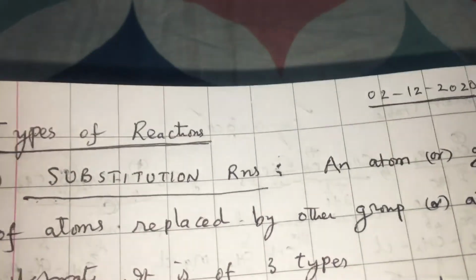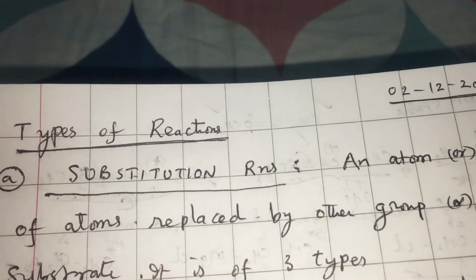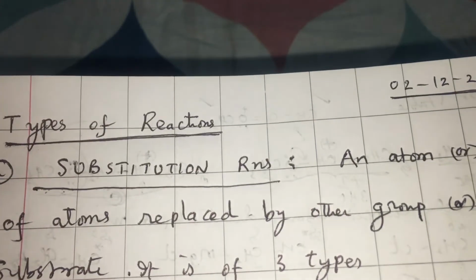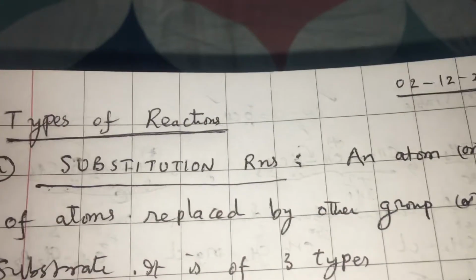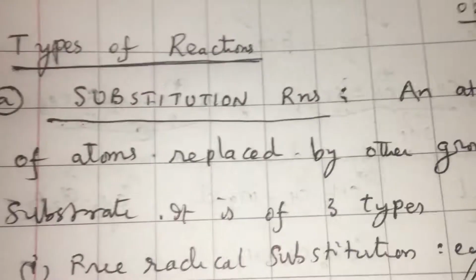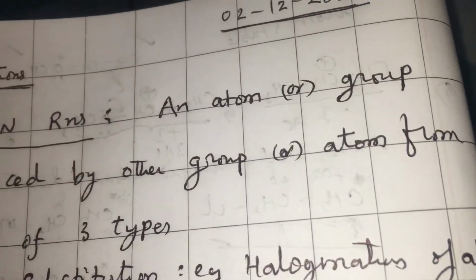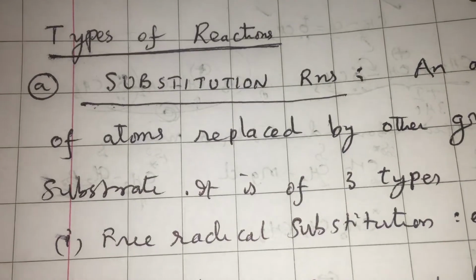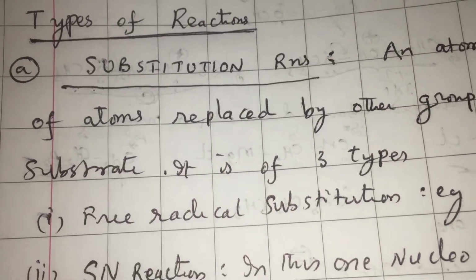Students, let us look at the types of organic reactions. First I read out the handout, then I will explain. Okay. The types of reactions: a substitution reaction, where an atom or a group of atoms is replaced by another group or group of atoms, is called substitution reaction. It is of three types.